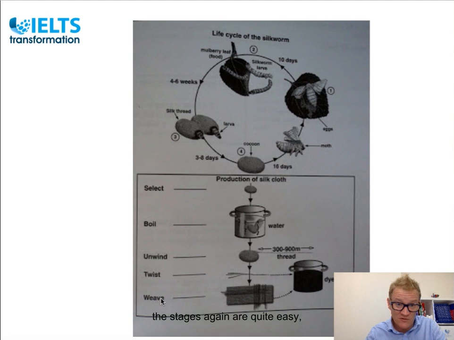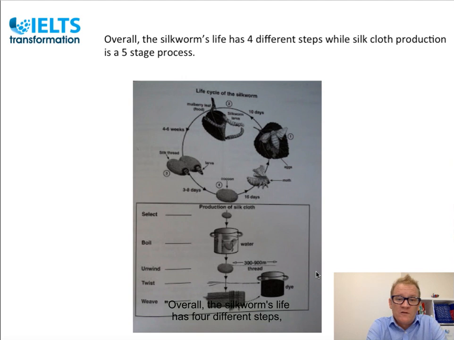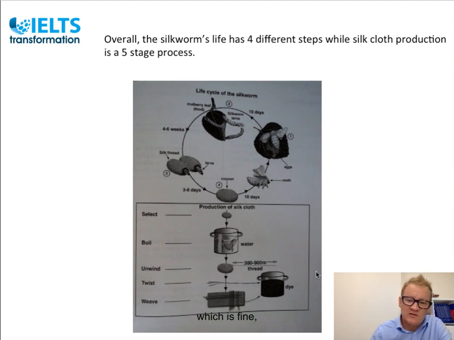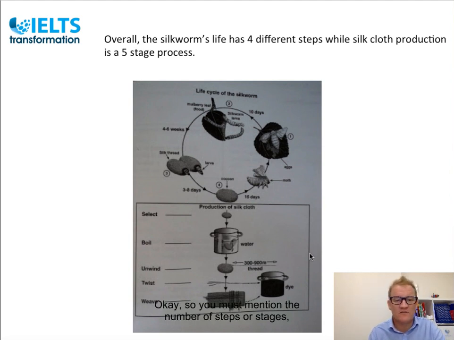And then look here. The stages again are quite easy. There are 5 stages, aren't there? Select, boil, unwind, twist, and weave. And dye, 6. Overall, the silkworm's life has 4 different steps, while the silk cloth production is a 5-stage process, which is fine. Dyeing, you could add on or not. It's not too important. Okay, so you must mention the number of steps or stages. If you don't, that's not an overview.